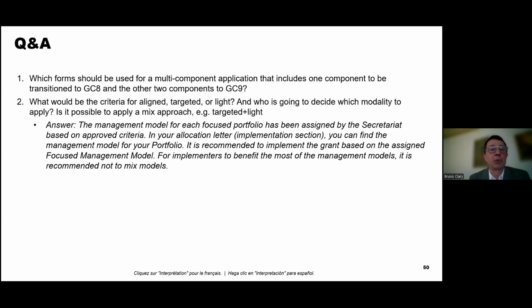I will repeat what we put in the answer. Each portfolio has been assigned a model, and we strongly recommend not to mix models because it will make your life more complicated, which we want to avoid. So it's better if everybody sticks with what has been decided. We will provide additional guidance on the different models to the country teams, the CCM, and to the PR if needed. Great, thank you. Okay, let's move on to the next slide.